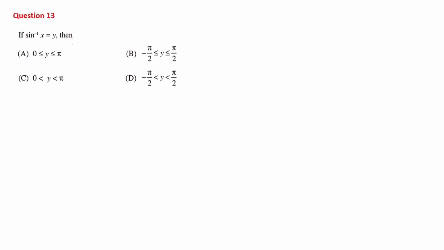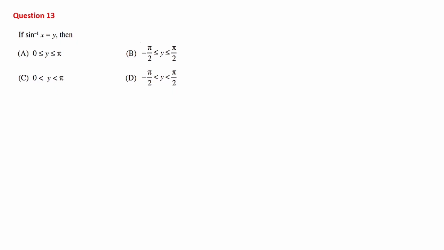So 2 pi by 3 is the required answer. Next we shall discuss question number 13. That is a multiple choice question. If sin inverse x is equal to y, then we have to choose the correct one from these 4 options. First one is 0 less than or equal to y less than or equal to pi, that is closed interval 0 pi. Next is minus pi by 2 less than or equal to y less than or equal to pi by 2. Here also it is a closed interval minus pi by 2 to pi by 2 because the equal to symbol is there. And here it is 0 less than y less than pi, that means open interval 0 comma pi.